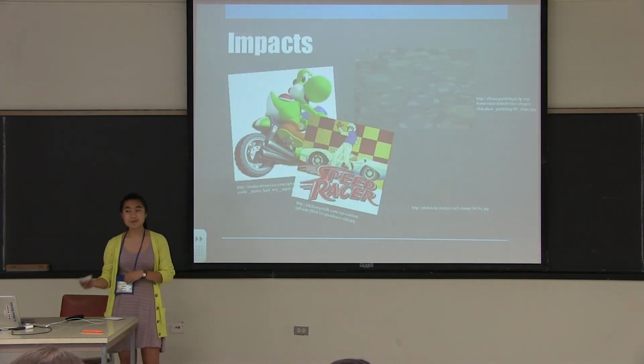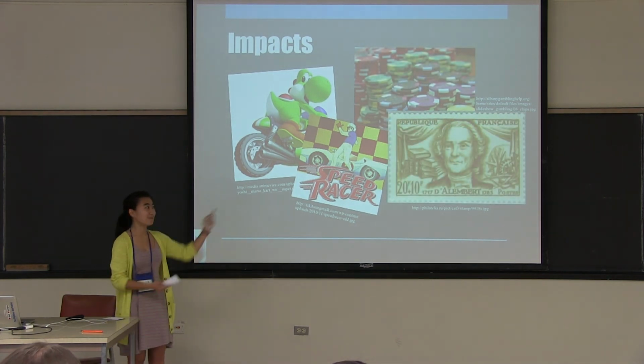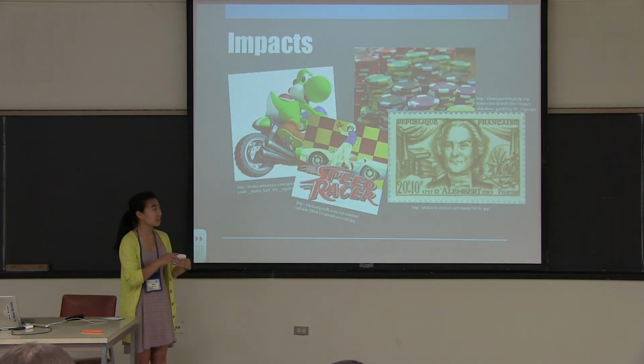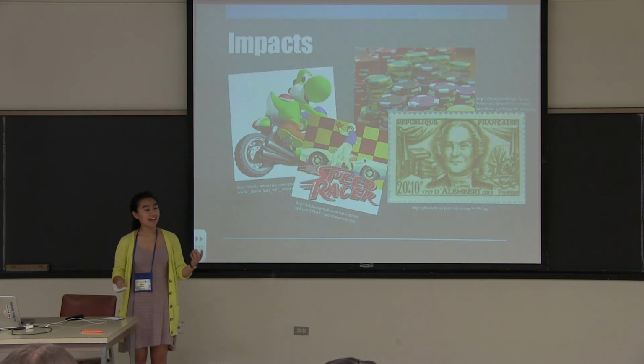So the impacts of these people were very important. For example, Mach is associated with speed, like the Mach Bike in Mario Kart. And then gamblers like to justify themselves by using the D'Alembert theorem, even though it's not really that valid.